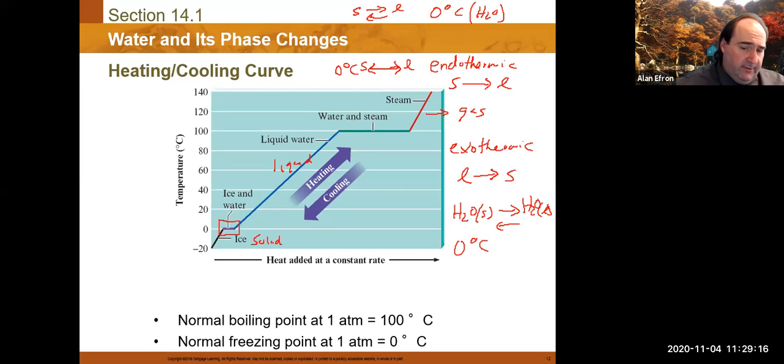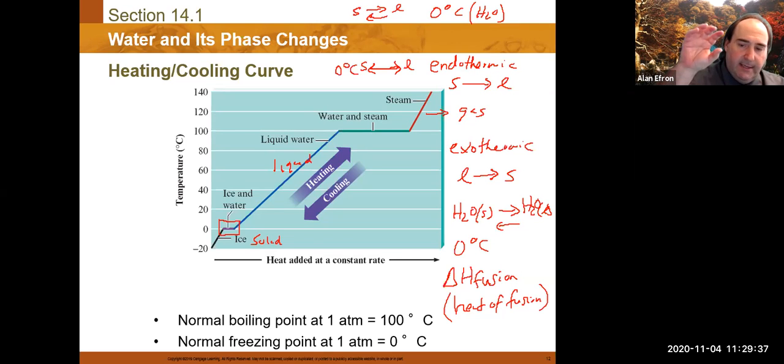So again, that occurs at 0 degrees Celsius. That is what is known as the delta H of fusion, or the heat of fusion. If you remember, we saw delta H earlier on in the semester when we talked about energy. The heat of fusion is really the energy required to take a substance from the solid state to the liquid state, not change the temperature, but just change the state. So take ice at 0 degrees Celsius to liquid water, basically at 0 degrees Celsius.